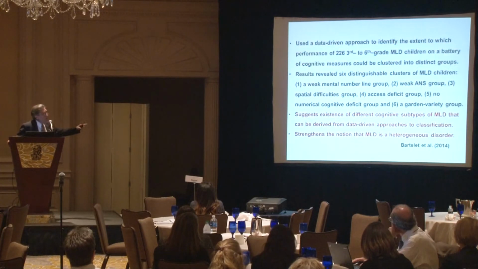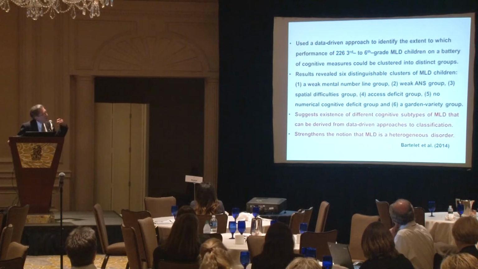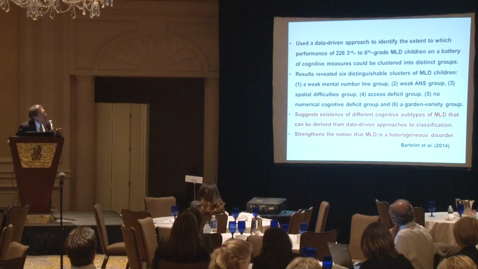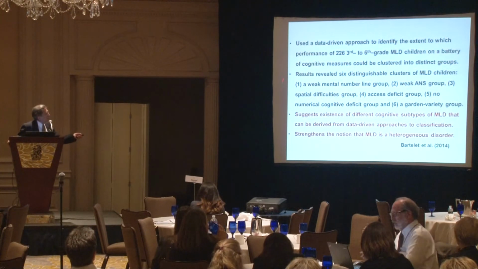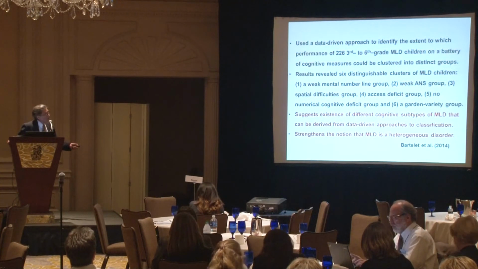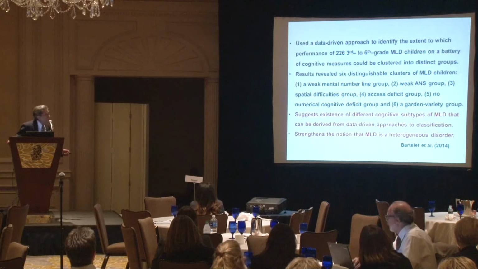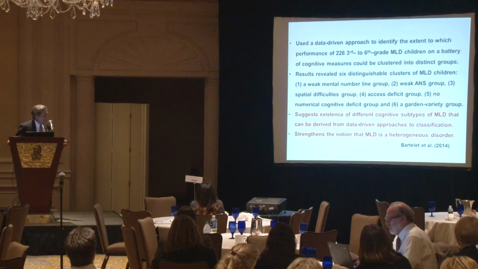I wanted to mention that there are some other approaches. One example by Bartlett is another data-driven approach to identify, within a group of students who have already been considered a clinical sample with math learning disabilities, gave them a battery of various cognitive measures, and using hierarchical clustering, revealed 6 different clusters of children with math learning disabilities. A weak mental number line group, a group weak in the approximate number system, a spatial difficulties group, an access deficit group, a no numerical cognitive deficit group, and a garden variety group, okay? And so, as they said, this suggests there may be different cognitive subtypes of MLD that can be derived from data-driven approaches to classification, and strengthens the notion that MLD is a heterogeneous disorder.